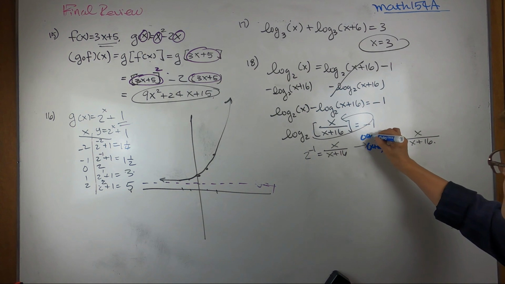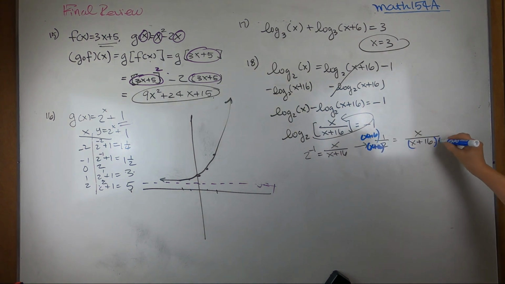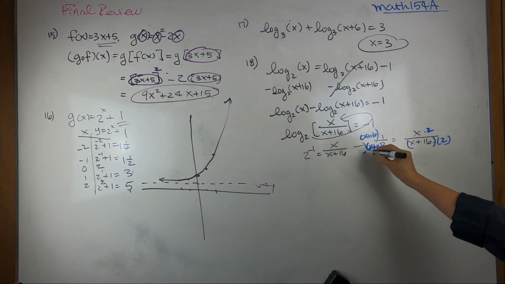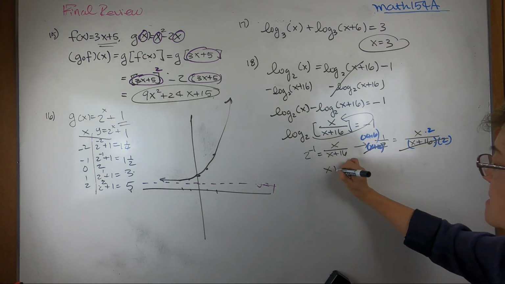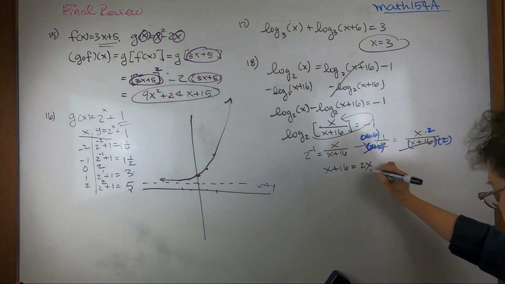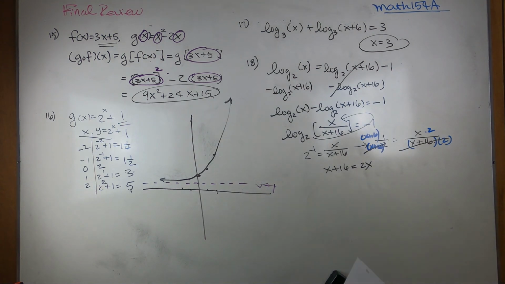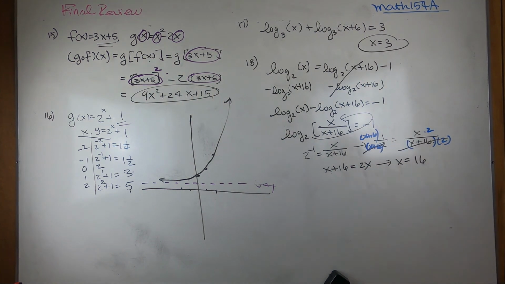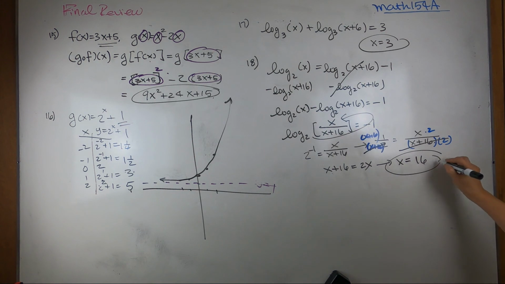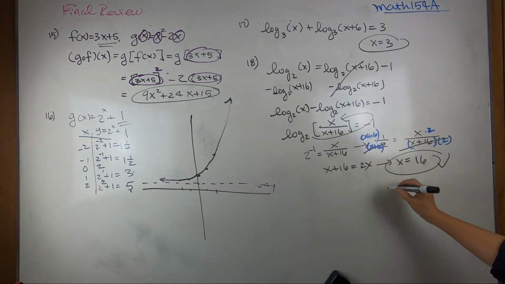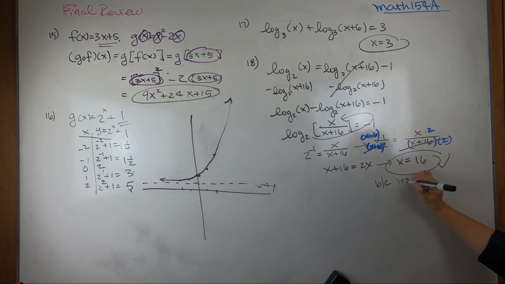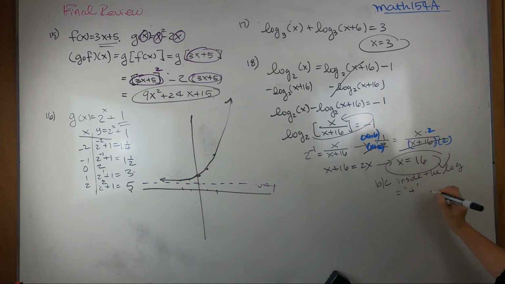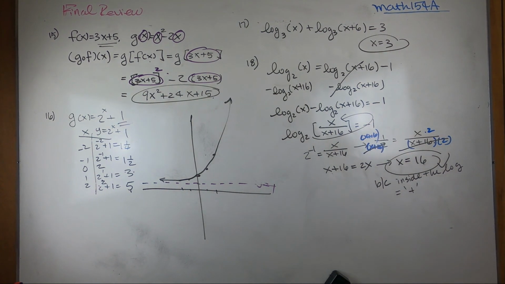So we need 2 and x plus 16. So we have x plus 16 here. Then we need to times 2 here, times 2 here, right? Use the LCD. So what do we have? x plus 16 equals 2x, right? Then we solve it. Then x is 16. Can I circle the answer? Yes, because we checked, and because the inside of the log is what? Positive, right?